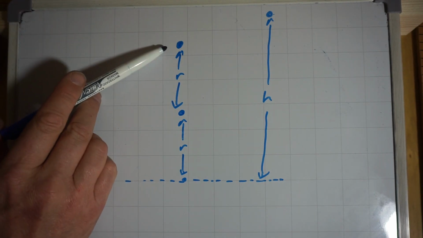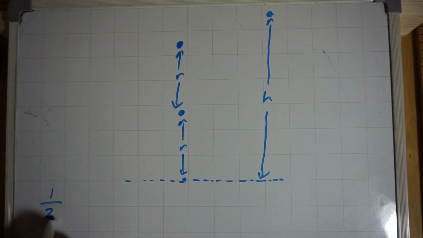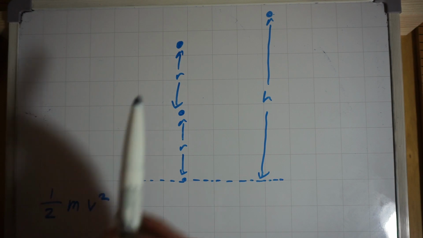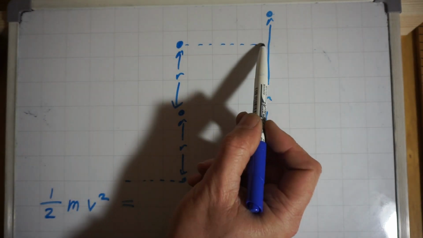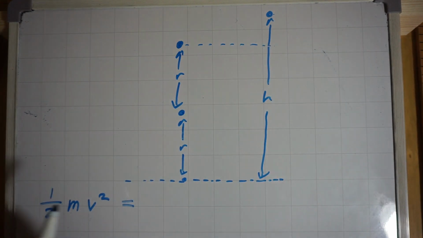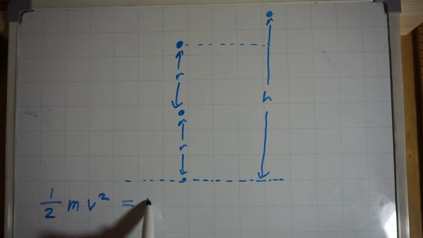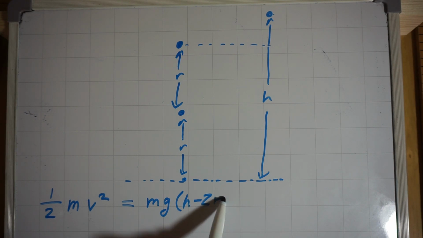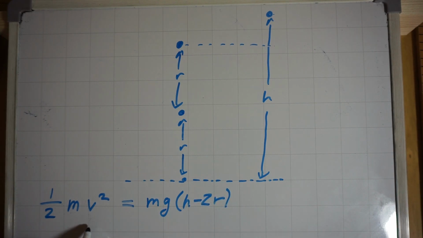At this point, the kinetic energy of the sphere will be a half mv squared, and that will be equal to the potential energy that's lost. So we need to look at the change in height, which will be this distance here, which will be h minus 2r. So the potential energy lost will be mg(h minus 2r). We can rearrange that to get v squared equals 2g(h minus 2r).